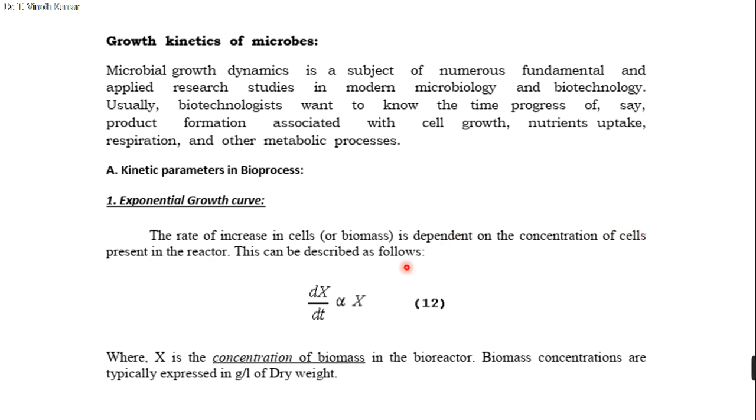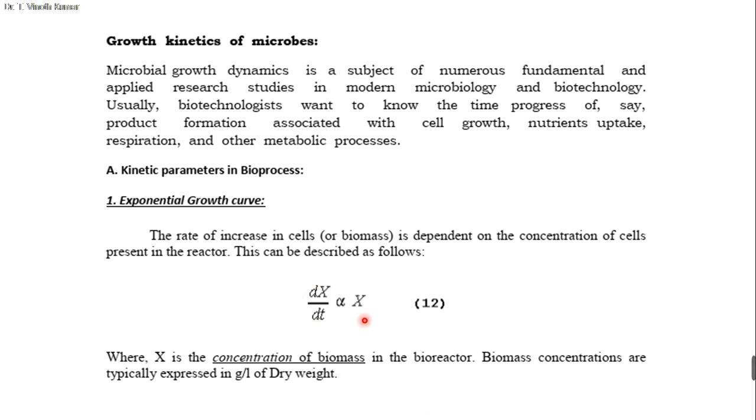This can be described by the following formula, because this is basic mathematics. You already studied basic mathematics till 10th standard, so this is more than sufficient. So dX/dt is directly proportional to the concentration of X. X is the concentration of biomass, and in the bioreactor biomass concentrations are typically expressed in grams per liter, that is, how many grams of cells are in 1 liter of the fermentation media.